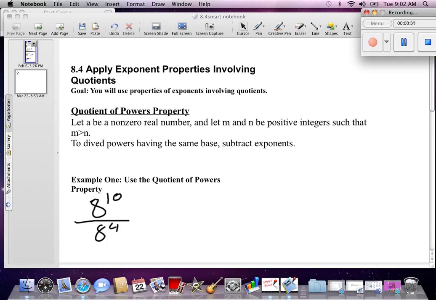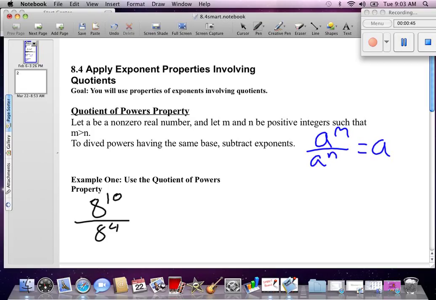To divide the powers having the same base, subtract the exponents. So like the funky little thing that it says on your paper, we've got A to the M over A to the N, which equals A to the M minus N. Okay? As long as A is not 0. So all that means is if you have the same base, you subtract the exponents. And then you solve. Okay?